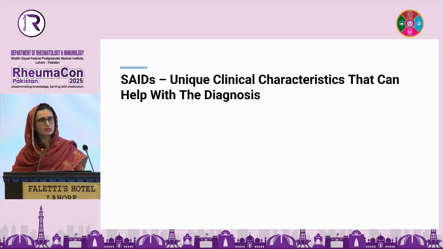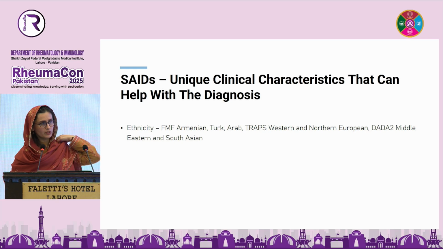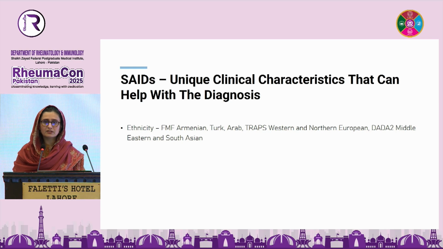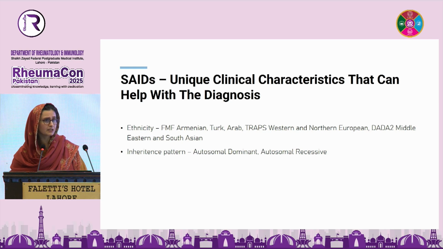So once we suspect SEDS in a patient, there are certain clinical characteristics that can guide us towards the diagnosis of a specific SED. So first and foremost is the ethnicity of the patient. We all know that familial Mediterranean fever is most common in patients who have Armenian ancestry or who are Turks or Arabs. Similarly, another periodic fever by the name of TRAPS is more common in Western and Northern European children. If we talk about DADA2, this is more common in patients from the Middle East or South Asia.